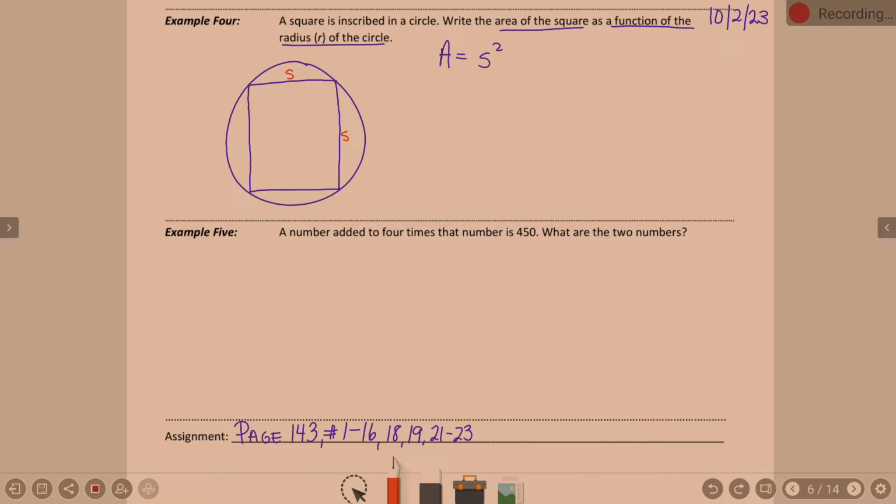Now, we have to somehow connect this to r. We have to take the s out of this equation and replace it with whatever it's equivalent to in terms of r. Where is the radius here? The radius goes from the middle of the square, the middle of the circle, whichever you want to call it, out to one side or another, right?